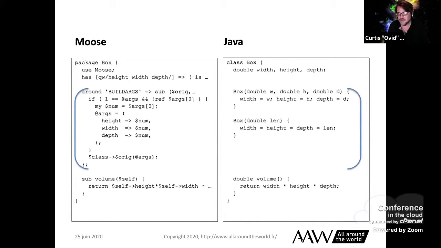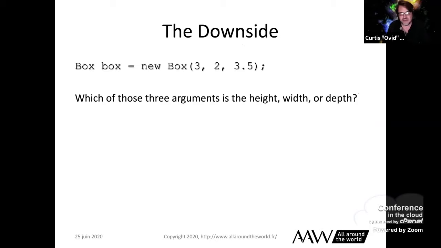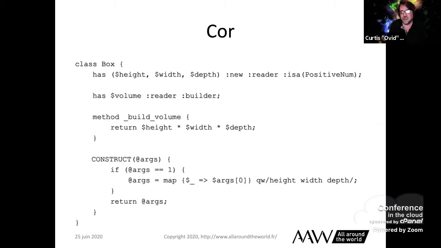We don't need that. So the downside, as I mentioned, is you can't tell which of those is the height, width, or depth. It's harder to read. What does Cor do? I apologize, I borrowed a term from Raku. We have phases of object construction, and this is the construct phase. So we have a construct phaser. I would like a better term, but fine.